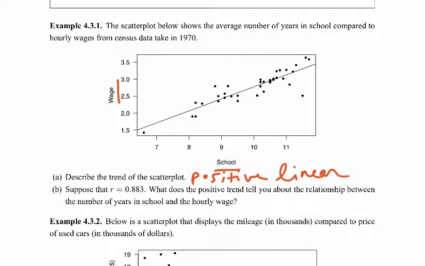We could even say this is a fairly strong trend. It looks like the points are pretty close to the line. But in the next part, part B, it says, suppose that you know that R equals 0.883. What does the positive trend tell you about the relationship between the number of years in school and the hourly wage? Well, first of all, I would say that's a pretty strong relationship. 0.883 is a pretty strong number for the correlation value. So if we were to describe this relationship, you always describe it first in terms of the x value as that goes up.